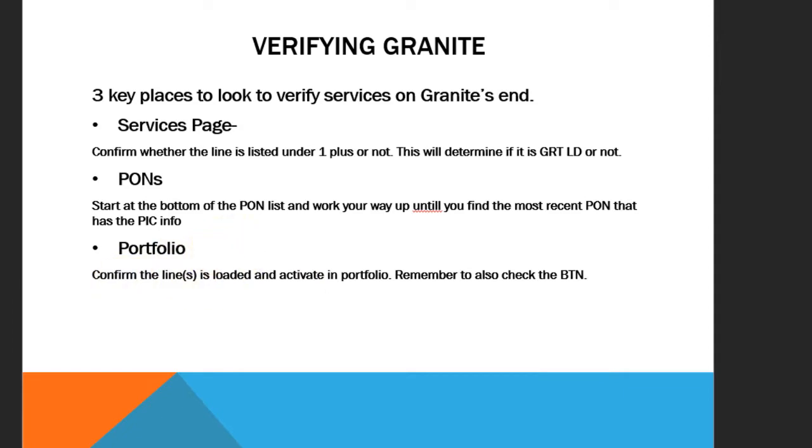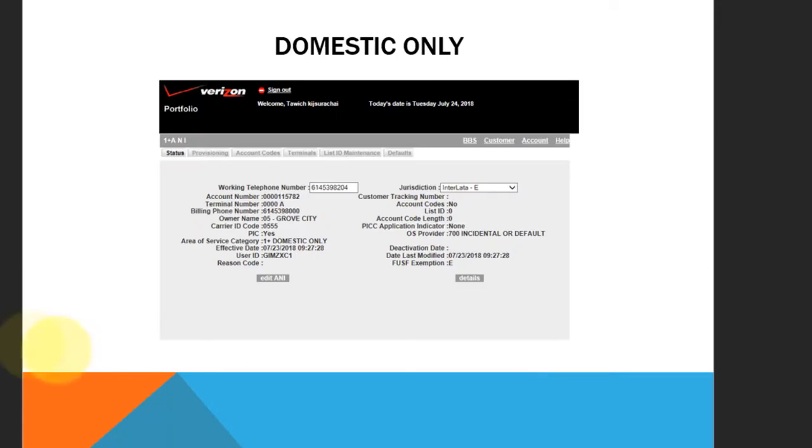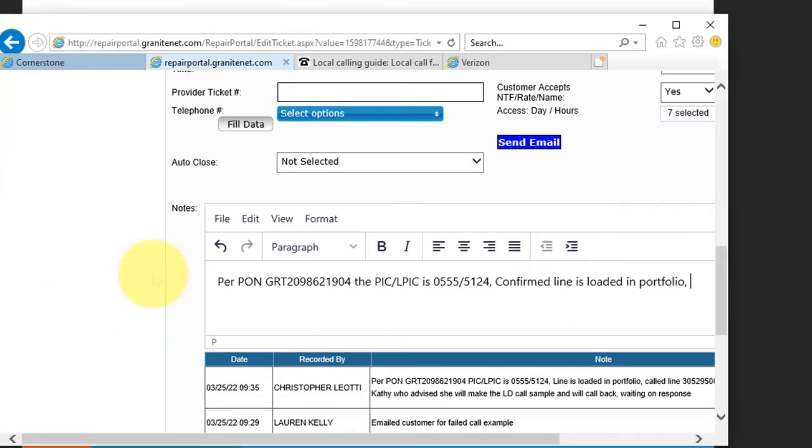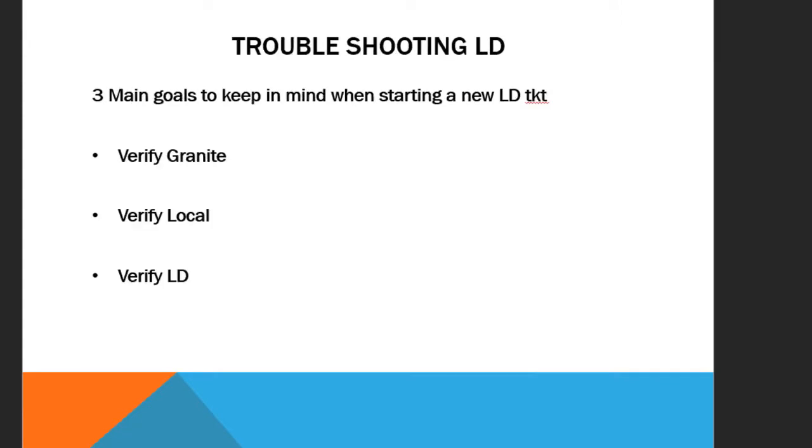So once we do that, we can move on to the next step, which is, let me go back to my slide here. Verifying local, right? So verifying Granite, we just covered that. What I just covered thus far is all under the umbrella of verifying Granite. Once we checked the services page, PONs, and portfolio, all that, the next step is going to be local.